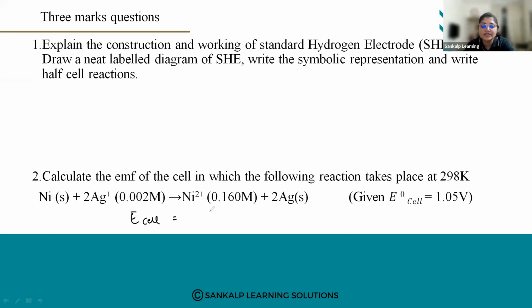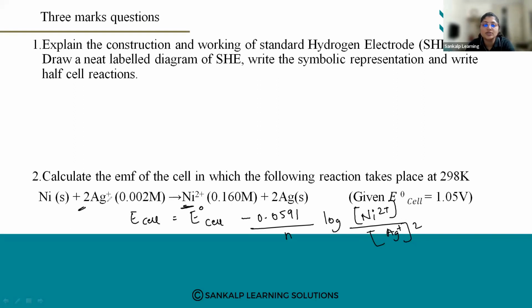So EMF of the cell is given as what? EMF of the cell is given as E naught of cell minus 0.0591 divided by N, log of, so log of right hand side, that is Ni 2 plus, divided by left hand side, Ag plus, and because it is 2, this 2 will come as a power raised on the concentration term. Yes, Vedvati has told it right. Good. So the cell representation is correct.